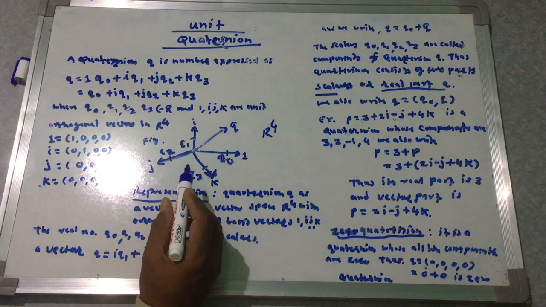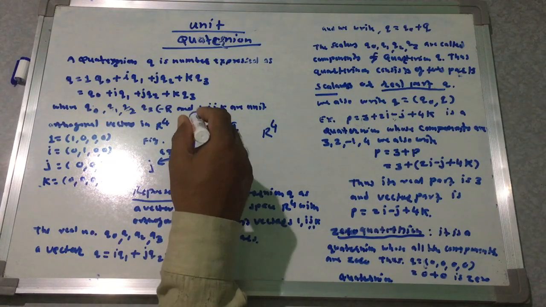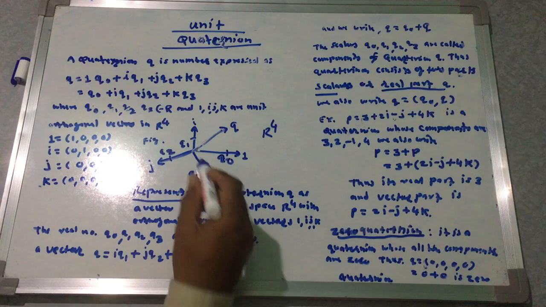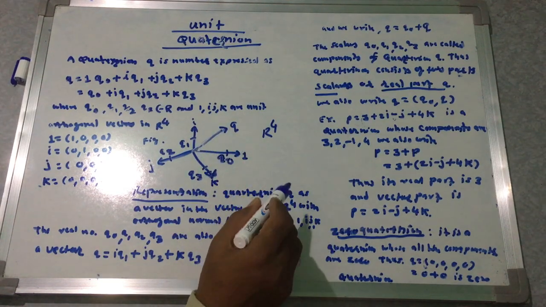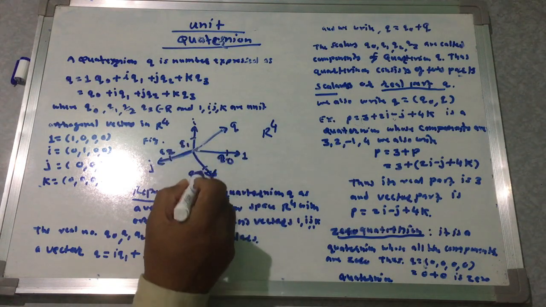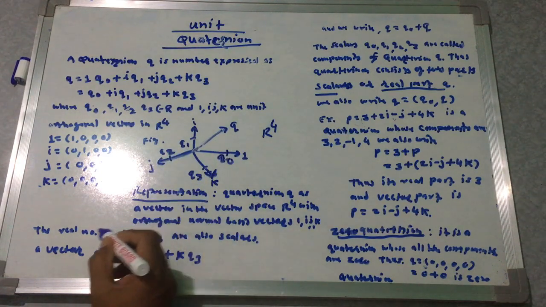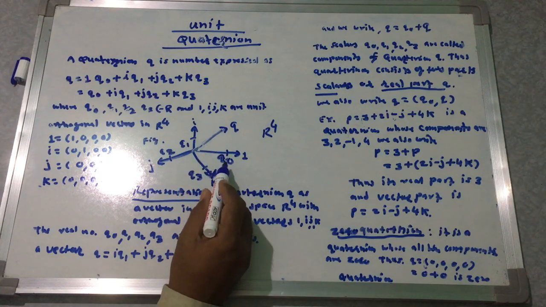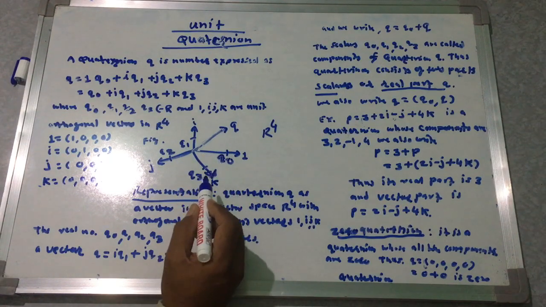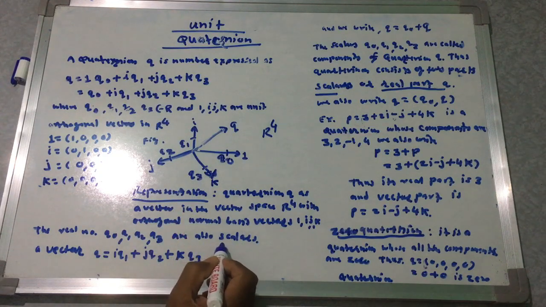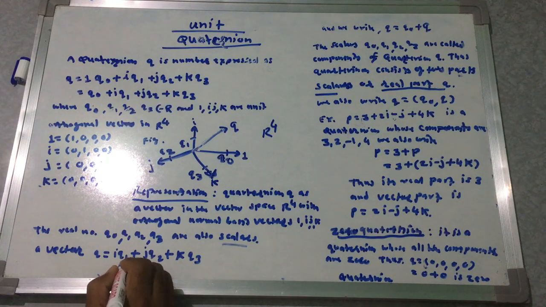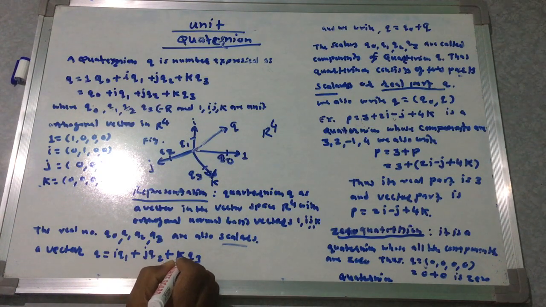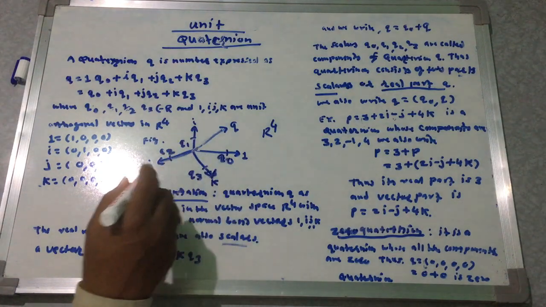That is, a quaternion Q as a vector in the vector space R^4 with orthonormal basis vectors 1, i, j, k. Here the real numbers Q0, Q1, Q2, Q3 are also scalars. A vector Q = iQ1 + jQ2 + kQ3. So this is the representation of the figure.